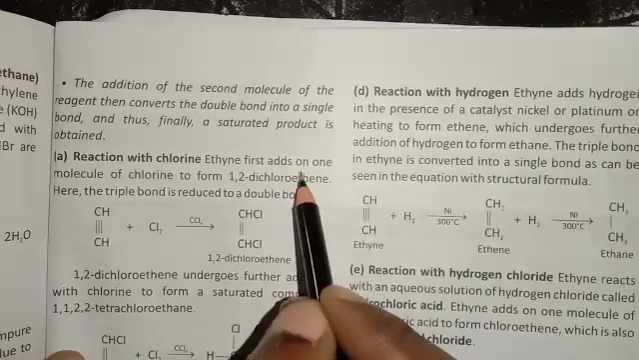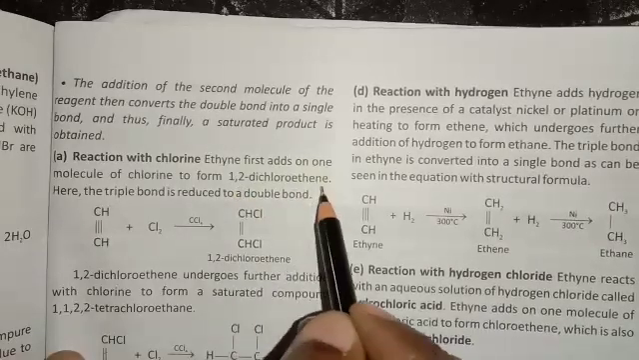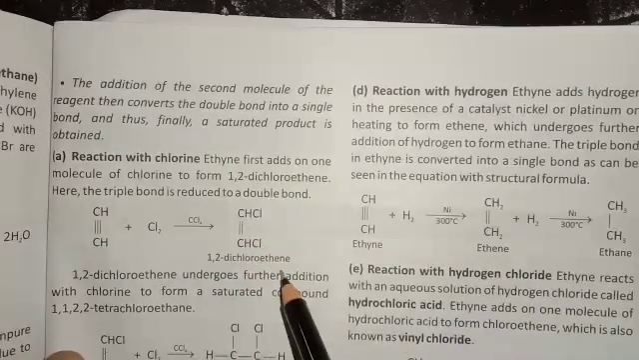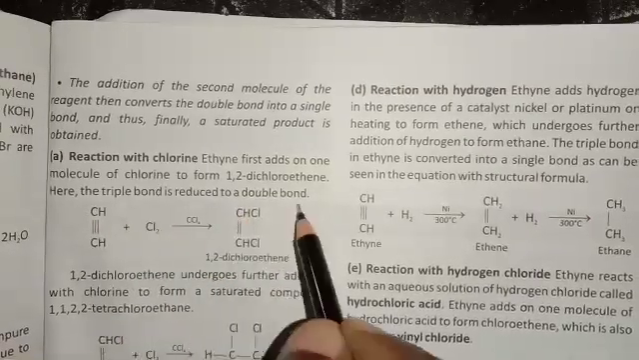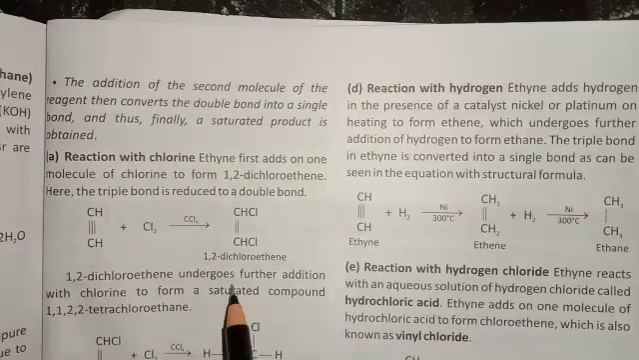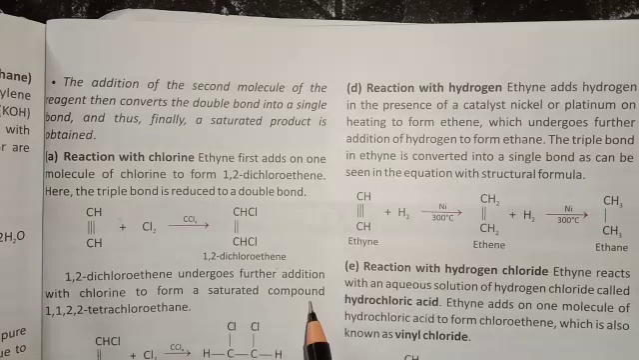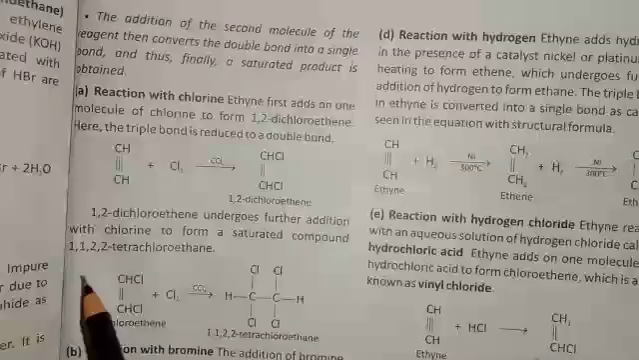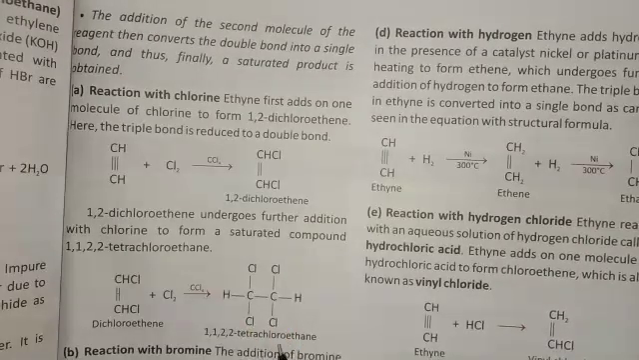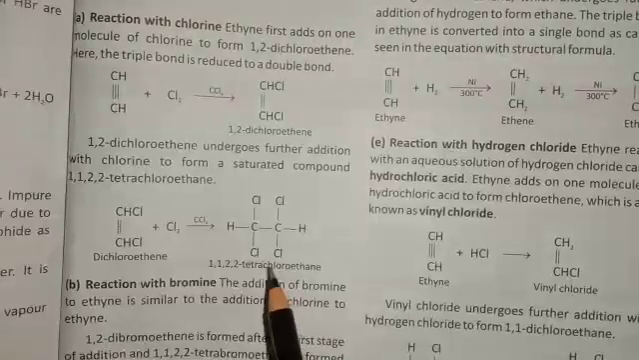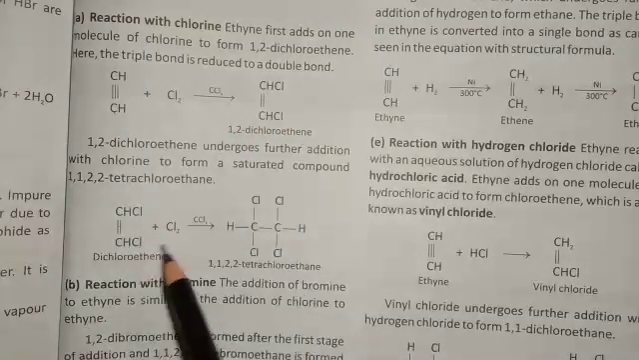Ethyne first adds on one molecule of chlorine to form 1,2-dichloroethene. Here the triple bond is reduced to a double bond. Now 1,2-dichloroethene undergoes further addition with chlorine to form a saturated compound with single bonds, 1,1,2,2-tetrachloroethane. This is fully single bonded. That means in the addition of chlorine, first the triple bond is converted to a double bond, then to a single bond.